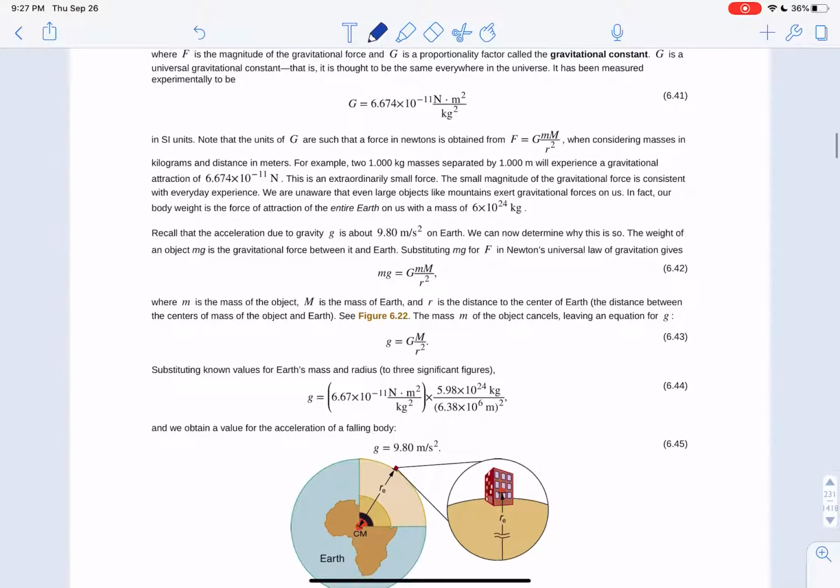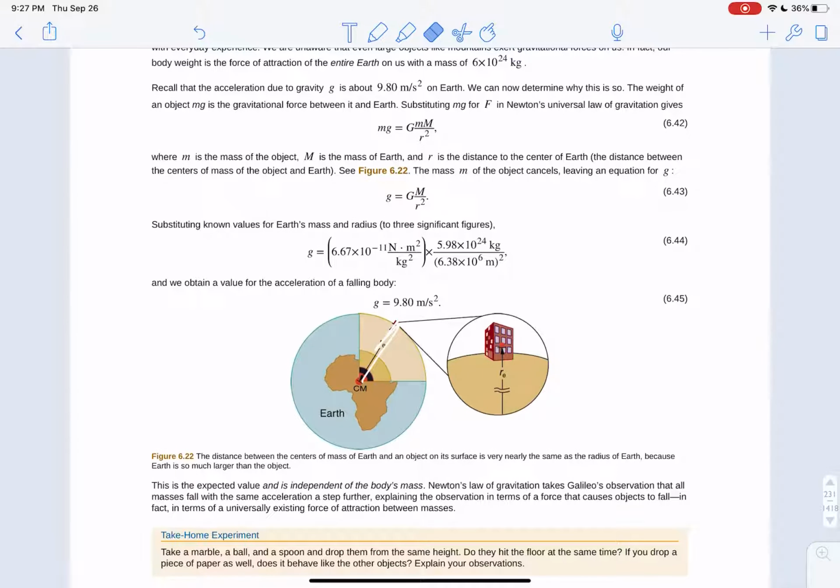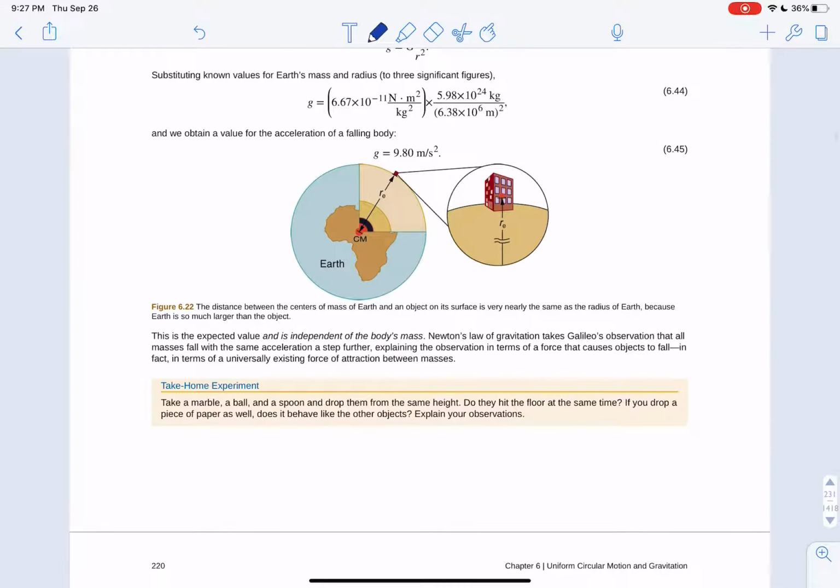So if you want to know the acceleration of gravity, there it is. It's the mass of the Earth times the gravitational constant divided by r squared. You can solve for that, and you get your 9.8 meters per second squared at the surface of the Earth. If you go down into the Earth, the gravity goes down. And if you go further away, actually, the gravity is going to stay the same at first. If you go far away, the gravity starts going down, okay? Which is kind of cool.